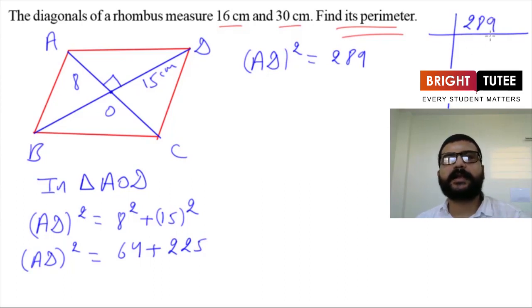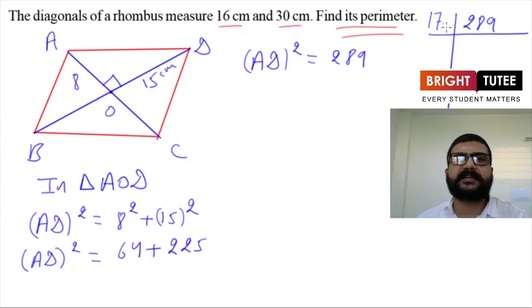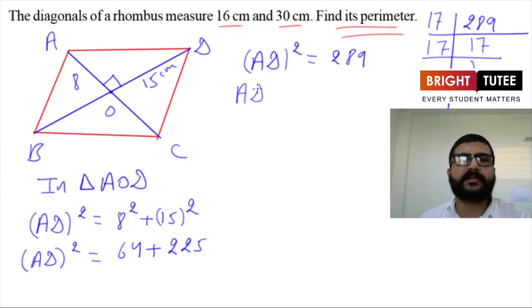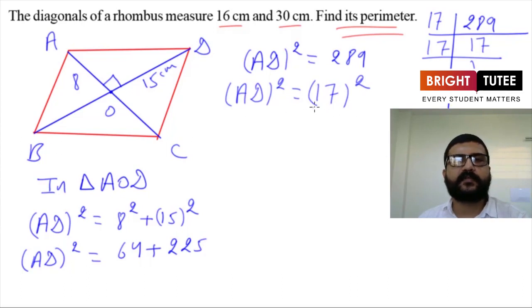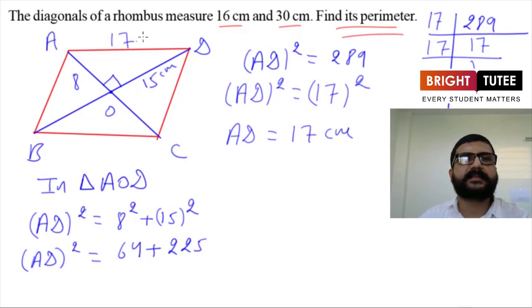Now we know 289 is divisible by a number, that is 17, and 17 is a prime number. Now 289 divided by 17 will give us 17 again. Now 17 can also be divided by 17, so it gives us 1. So now 289 is 17 into 17, which is 17 square. So it means we got AD square is equal to 17 into 17 or 17 square. Now from here we can get AD is equal to 17 centimeters. That is, this length is 17 centimeters.